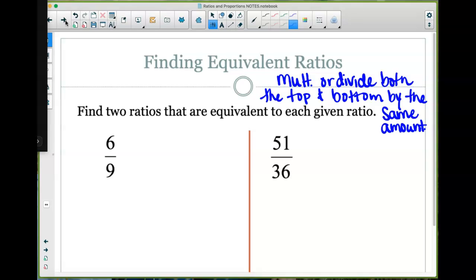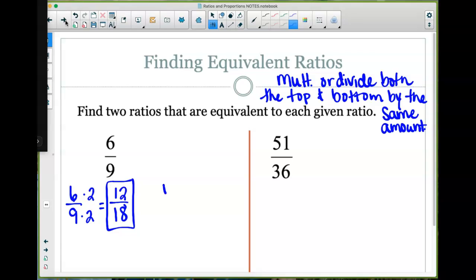So if I start with the ratio 6 to 9, I can multiply both 6 and 9 by something. And you can multiply by anything, it doesn't matter. Okay, I would pick easy numbers. I could multiply, except for 1, because then it stays exactly the same. But you could multiply both the top and the bottom by 2. 6 times 2 is 12, and 9 times 2 is 18. So that is one equivalent ratio, 12 to 18.